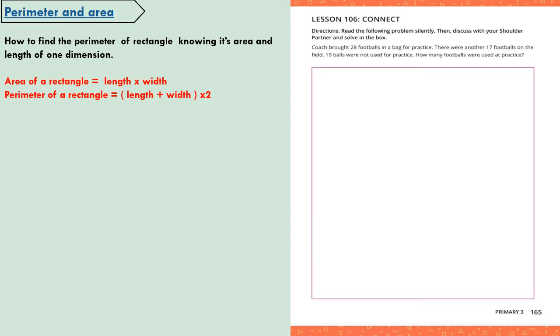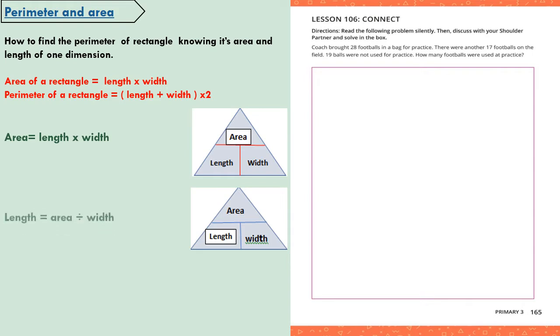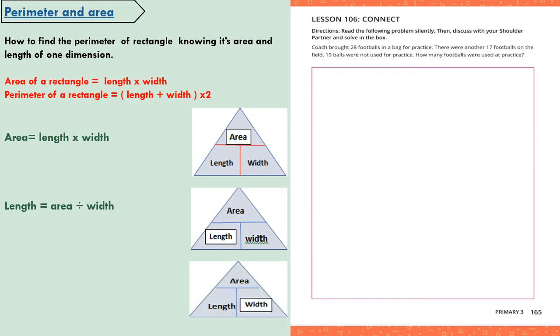So, how to get the area of a rectangle if I have the two dimensions, length and width? By multiplying. So, area equals length times width. Okay, if I have area and width, how to get the length? By dividing area by width. Okay, if I have area and length, how to get the width? By dividing area by length.